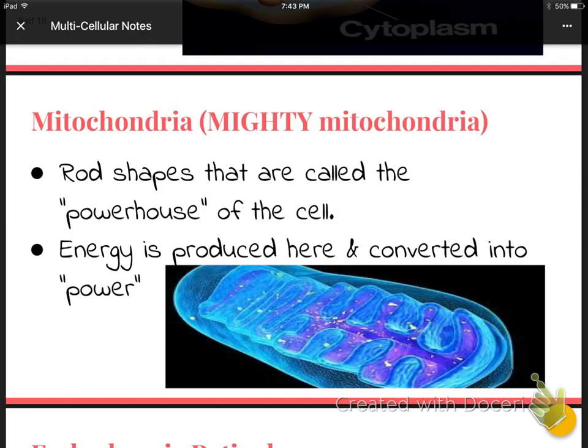The next organelle that's in plant and animal cells is a mitochondria. The way I always tell my kids to remember it is think of it as the mighty mitochondria. Something that you think is big and mighty is going to be powerful. So the mitochondria are these little rod-shaped organelles that look like that. And they are considered the powerhouse of the cell because this is where energy is produced. Okay? So energy is produced inside these organelles. It's converted into power for the cell to use. So think of mighty mitochondria, something that's powerful because this is where our energy and our power is produced.